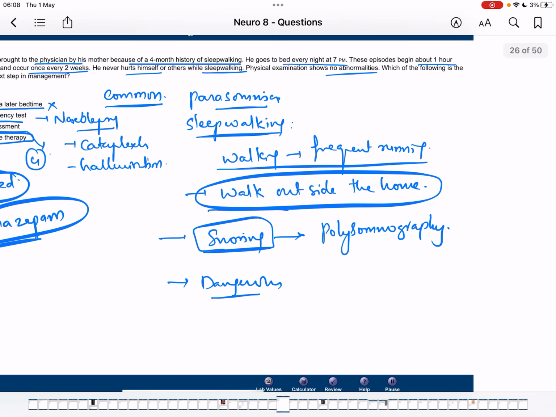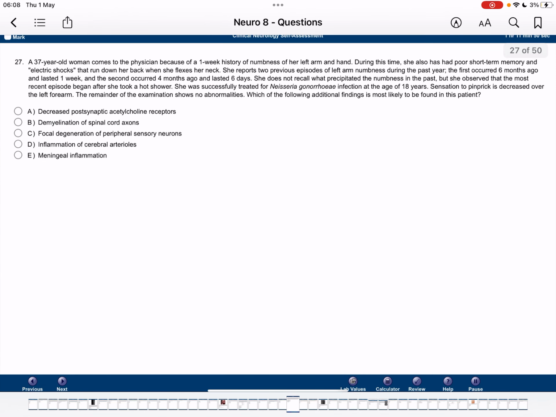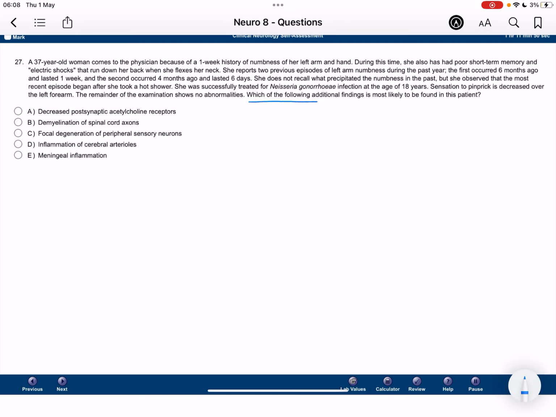All right. We'll see the next question. This is quite a big question. I'll have to first read what the examiner wants. Which of the following additional findings is most likely to be found in this patient? Decreased postsynaptic acetylcholine receptors, demyelination of the spinal cord axons, focal degeneration of the peripheral sensory neurons, inflammation of the cerebral arterioles, meningeal inflammation.